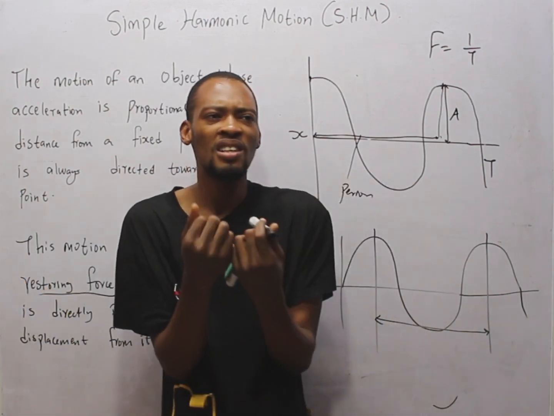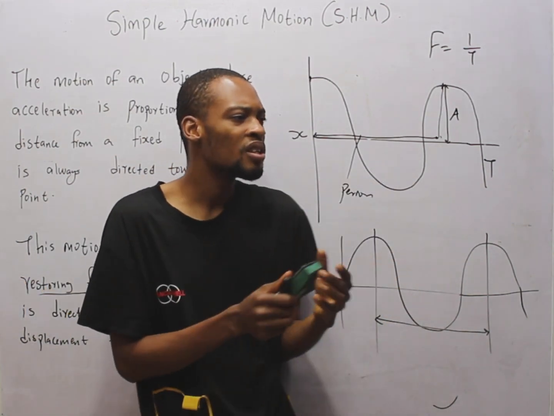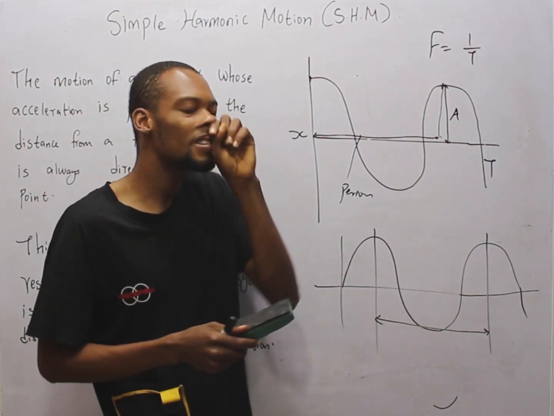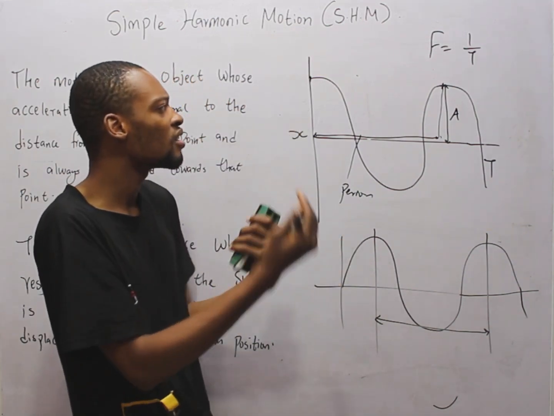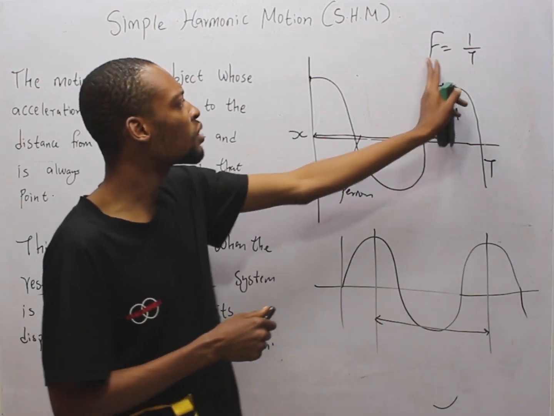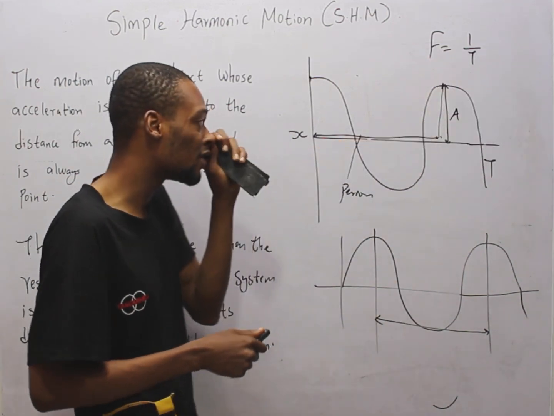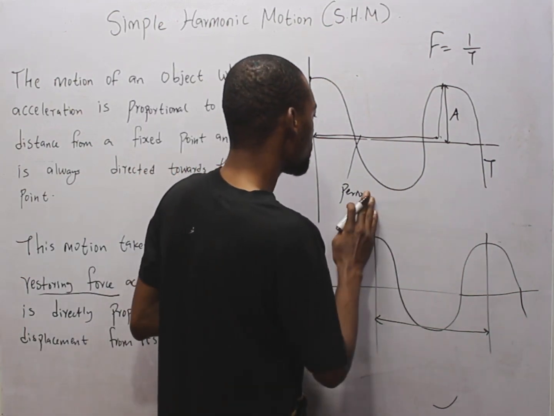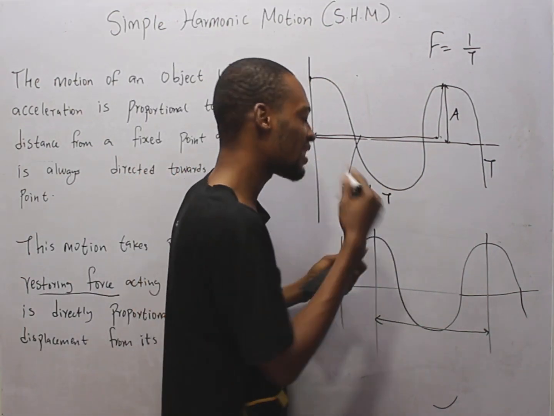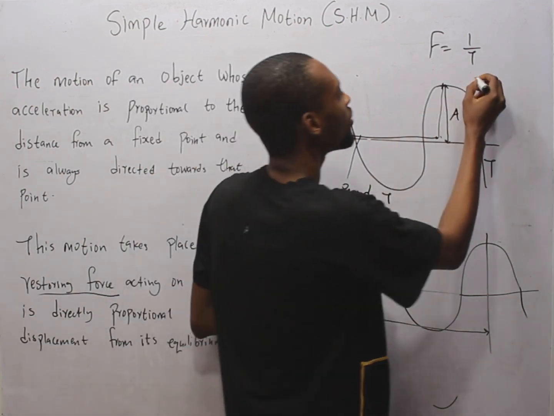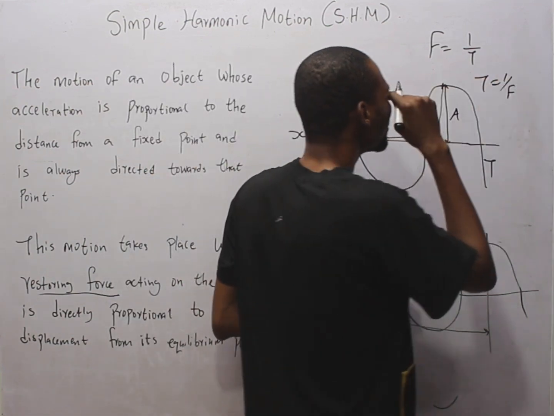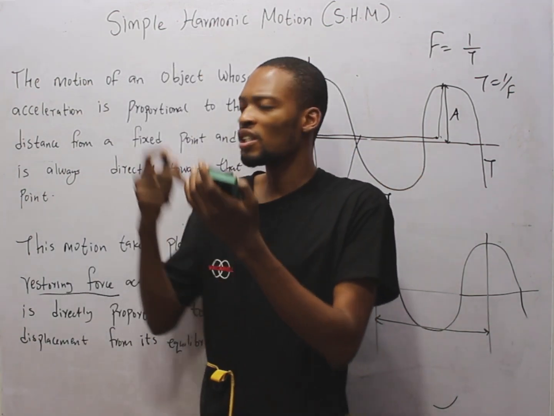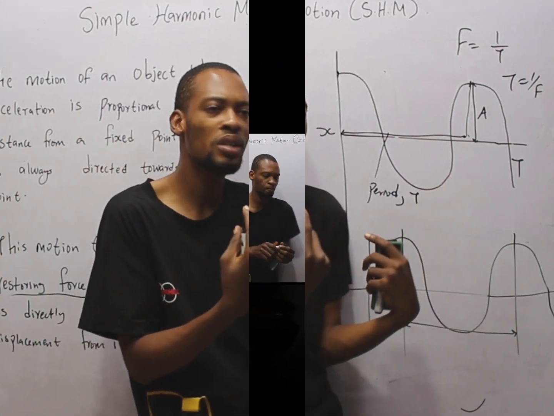While period is the time it takes a body to undergo a full circle in simple harmonic motion, frequency is the number of circles a body undergoes per second. So frequency is equal to 1 over period. So far, I've been able to explain period T in simple harmonic motion, and I said that period is 1 over frequency, just like frequency is 1 over period, while amplitude is the maximum displacement from the equilibrium position.